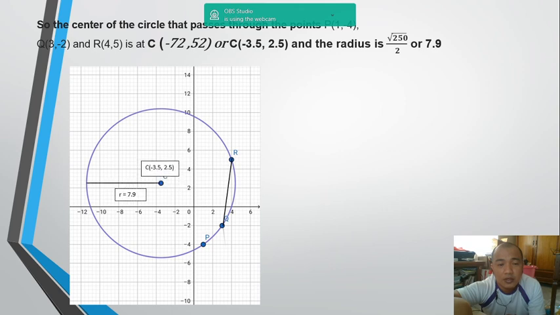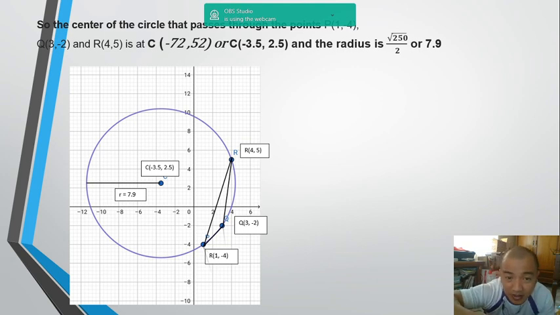As you can see, we have here the triangle with vertices R at 4, 5, point Q, 3, negative 2, and point 1, negative 4. I should say P, that was a mistake. Sorry for that. This should be P, this is R, this is Q. So the circle circumscribes a triangle with the given vertices.